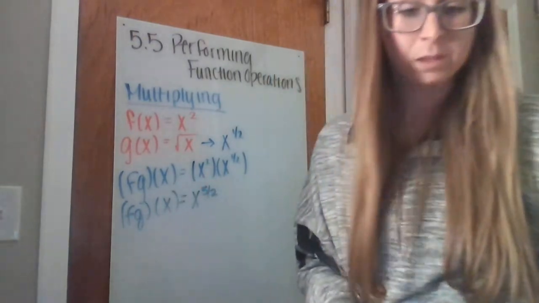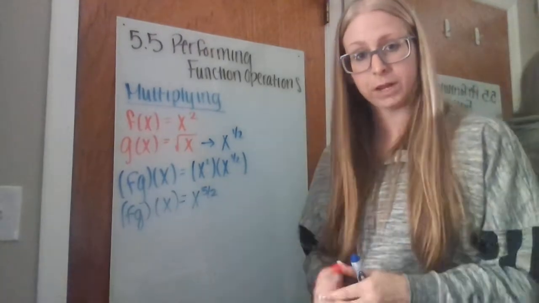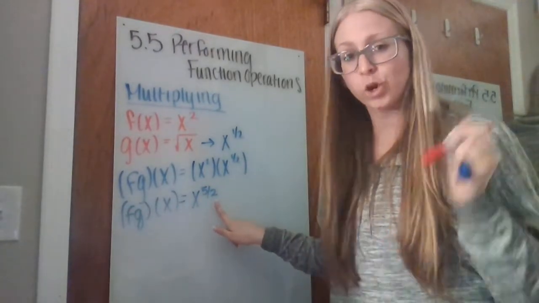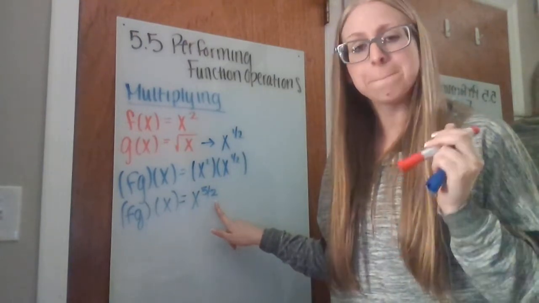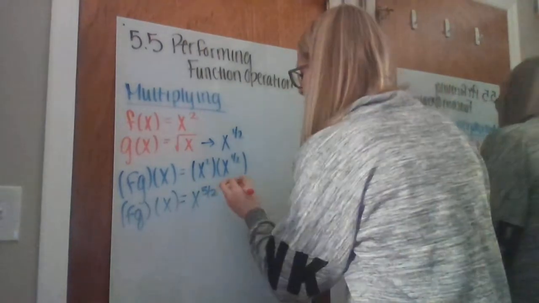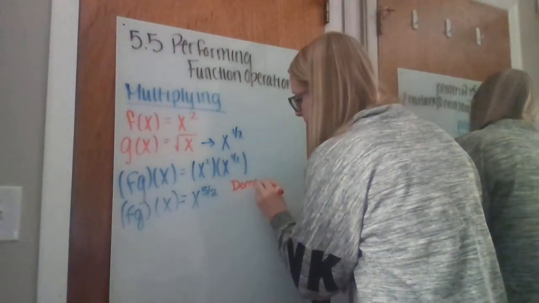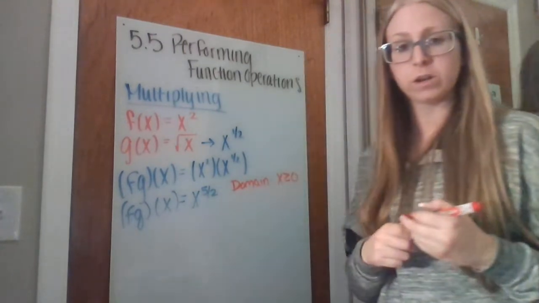Okay. All right. So now we have to look at domain, right? This is a square root function. Square root, meaning you can't have negatives underneath the radical. So the domain is restricted to only positive numbers. So x is greater than or equal to 0.